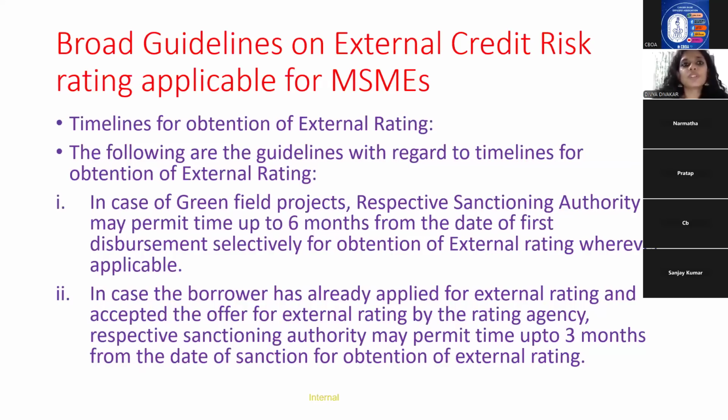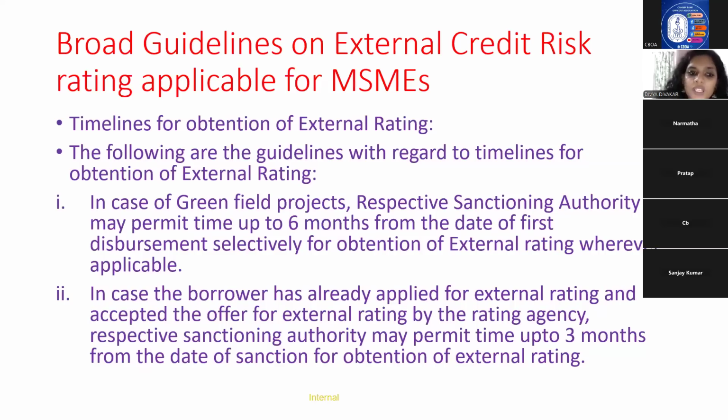Okay, then we'll discuss some of the guidelines regarding the credit risk rating applicable for MSMEs. Timeline. What is the timeline for obtaining this external credit rating? In case of greenfield projects, that's very new. Greenfield means whenever it is totally new, starting from scratch, the respective sanctioning authority may permit time up to 6 months from the date of first disbursement, selectively, for obtention of external rating. Wherever applicable, you can give a time up to 6 months.